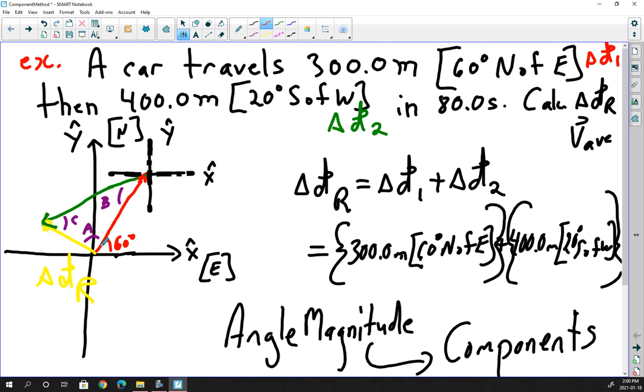So that's its first motion, right? Then from there, it changes its direction. Then it travels 400 meters, 20 degrees south of west. I've redrawn a Cartesian axis here, and here would be your 20 degrees south of west. It does this all in 80 seconds, and we want to calculate the resultant or the total displacement and the average velocity.